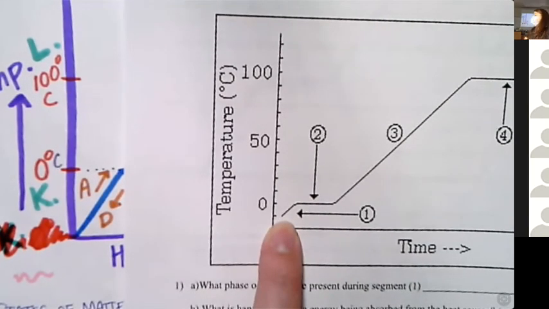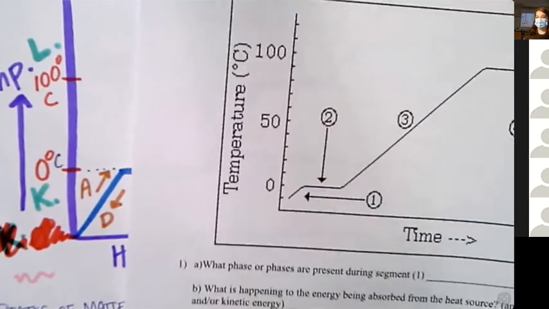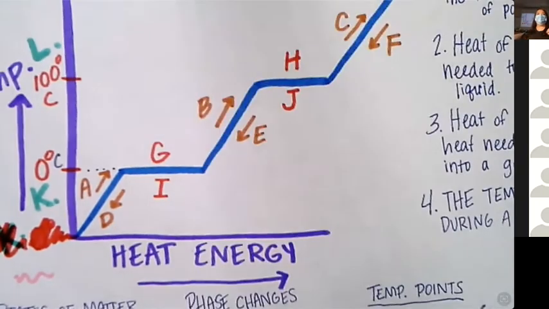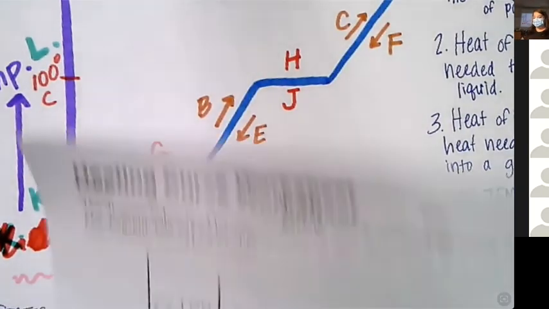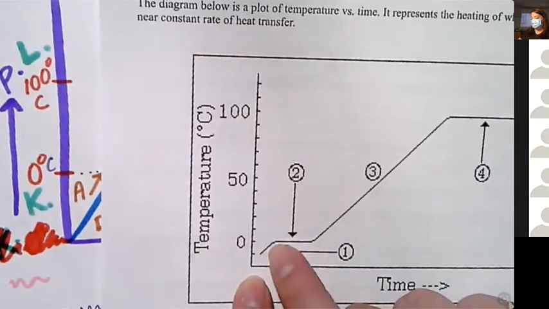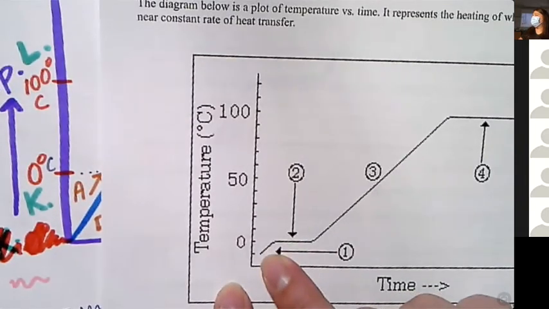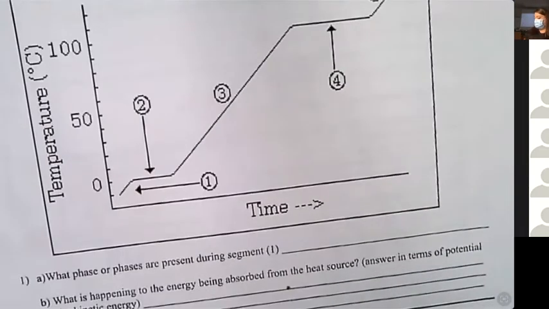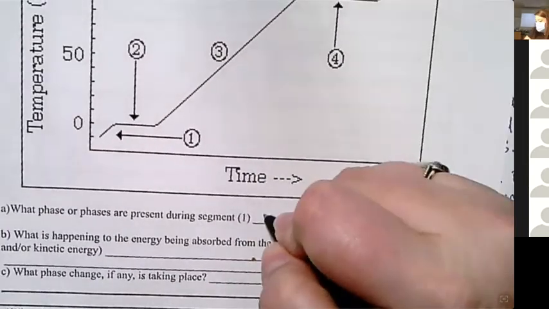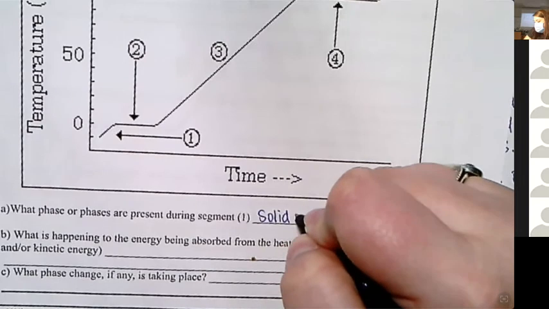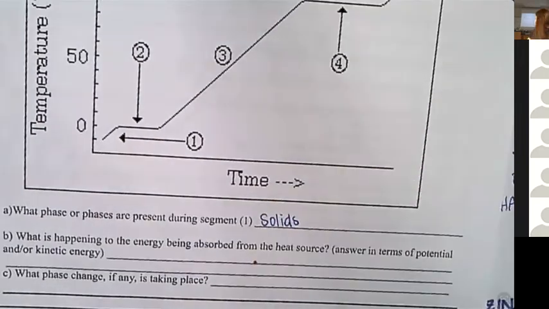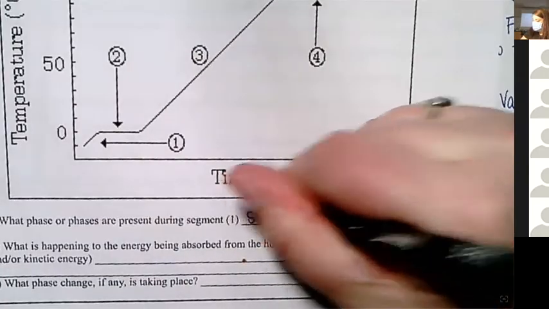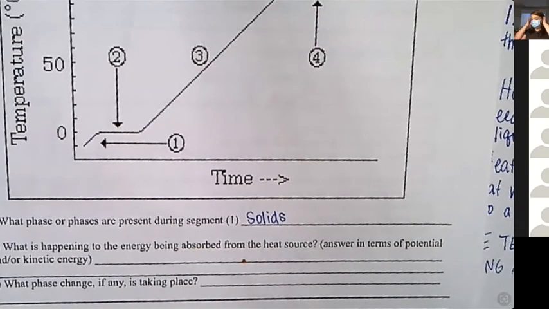Okay. So what it says, what phase or phases? So what state of matter? So what state of matter is this right here? This first diagonal line. Solids. Absolutely. Okay. Okay, solids. No change. There's no change.